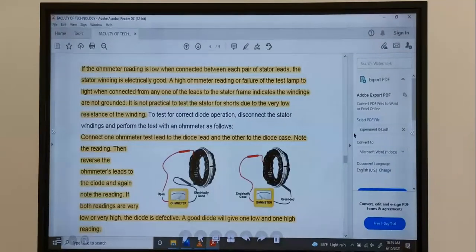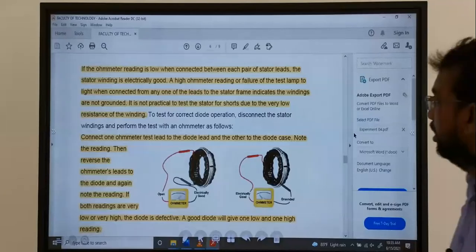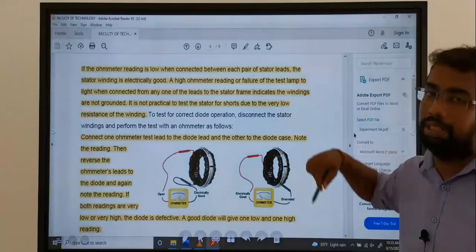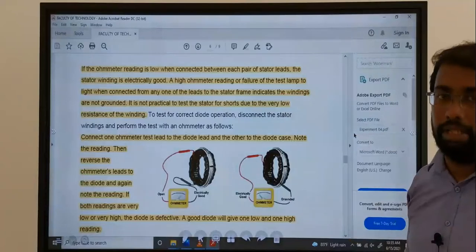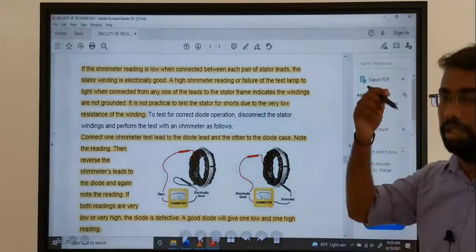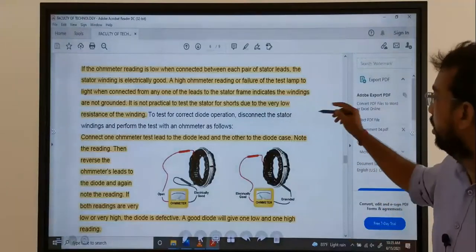When the resistance is low, it is electrically good. A high ohmmeter reading is a failure of the test. So that means high resistance means an open circuit. Open circuit means that it is not a complete circuit. So there is no ground.